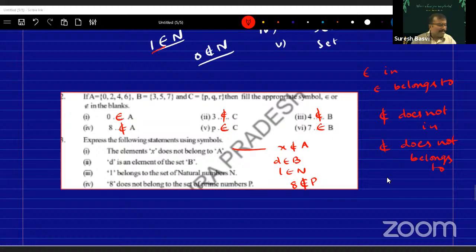I told you clearly: which of the following sets are, justify your answer, means you have to write the cause also. You have to write the cause also. Okay, I think the third problem is also over.